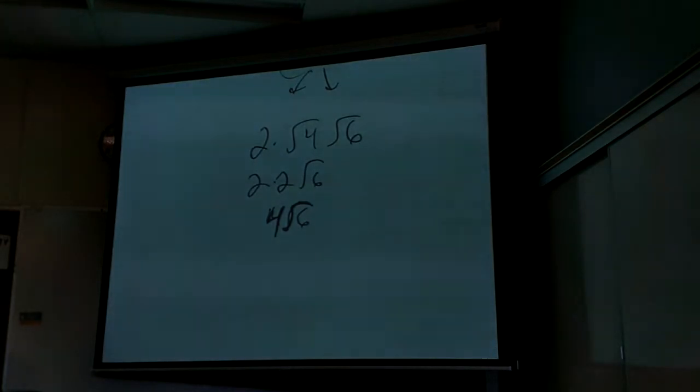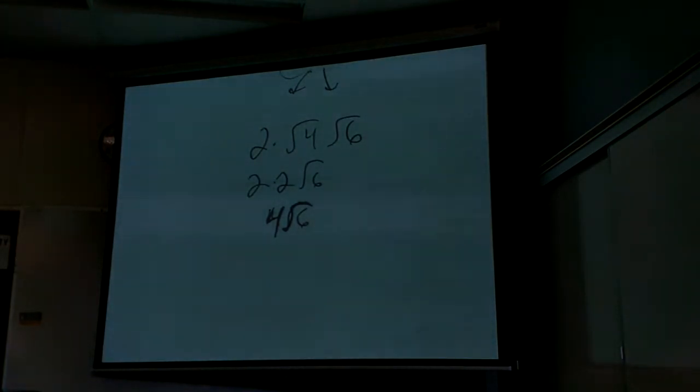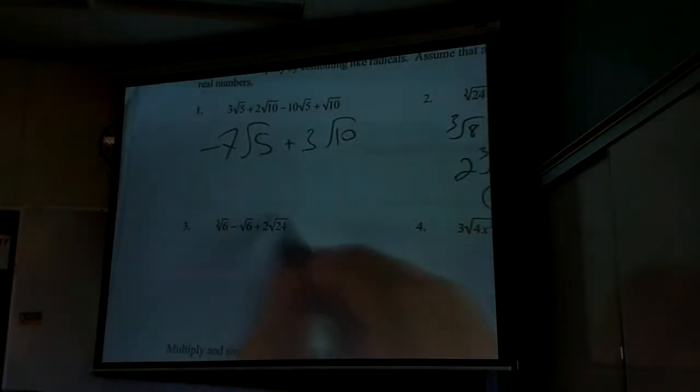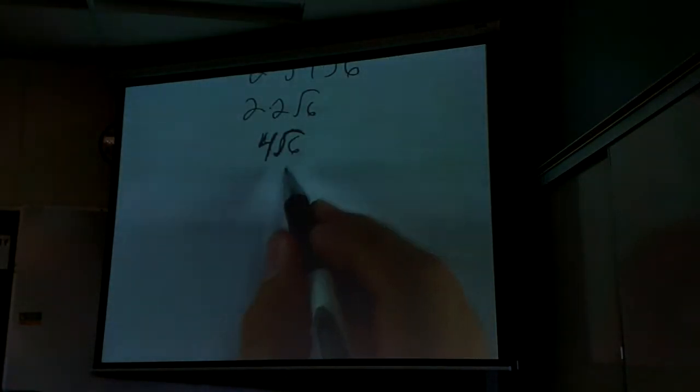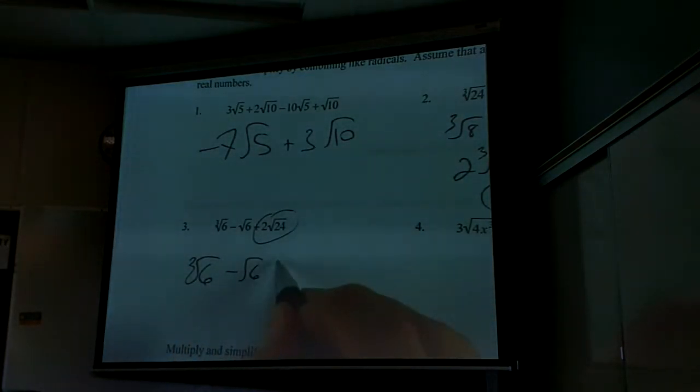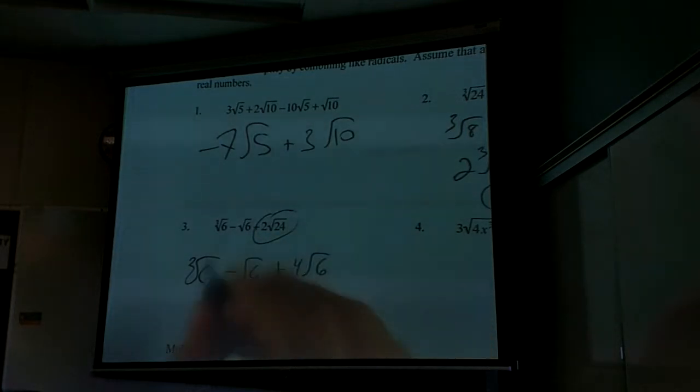Is that cool? That's a good question, but that coefficient is multiplying. So anything that comes out of that root 24 piece will multiply by what's in front, because that's what it's doing. So now I know what this piece is. This piece is 4 rad 6. So I got cube root of 6 minus square root of 6 plus 4 rad 6.